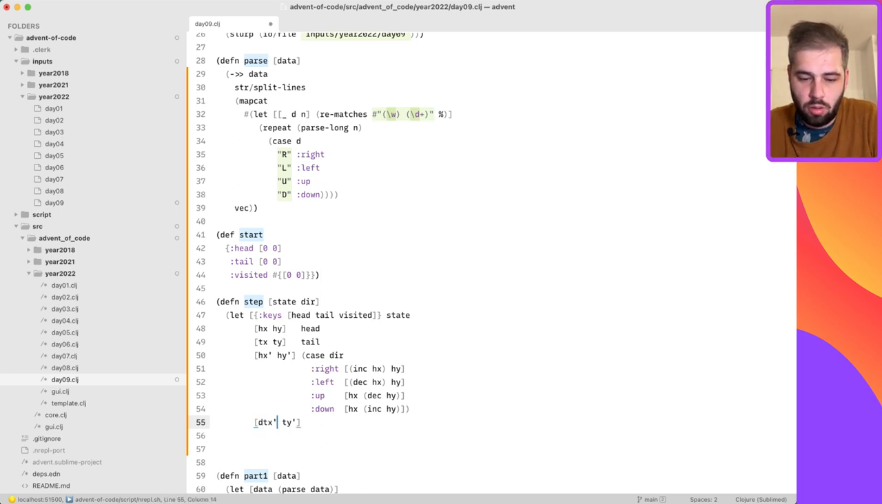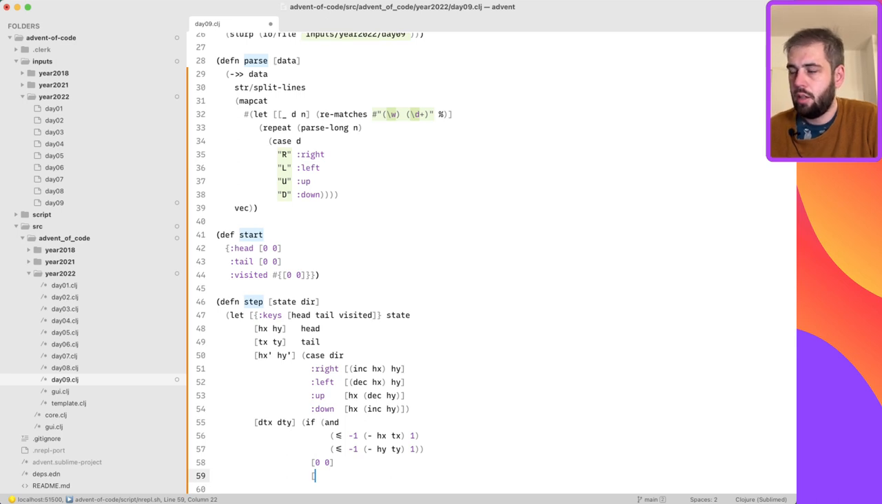Okay, so we're going to call it delta tx and delta ty. If hx and tx differ by at most one, and likewise for y, so if they're touching, then it's 0, 0. Otherwise, the tail moves in the direction of the head. So basically, if the head is 3 and the tail is 1, head minus tail.